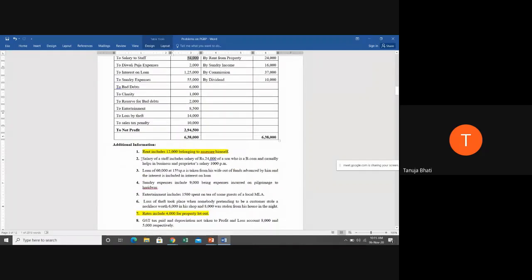Okay, students, here the salary of staff includes salary of rupees 24,000 of a son who is a BCom and gradually helps in business. So out of the salary 54,000, he is paying 24,000 to his son who is only a BCom graduate and who is just helping him gradually in the business. He is not appointed in the business as such. And the proprietor's salary is 1,000 per month. Who is the proprietor? Mr. Chetan. He is paying himself a salary of 1,000 per month.